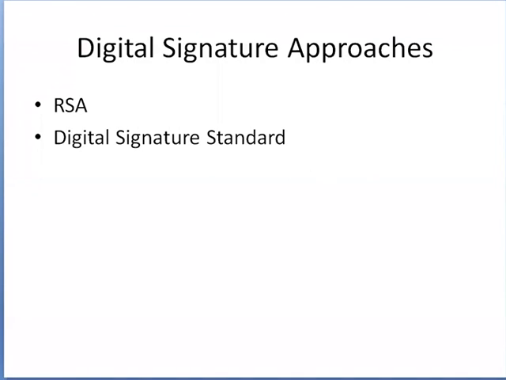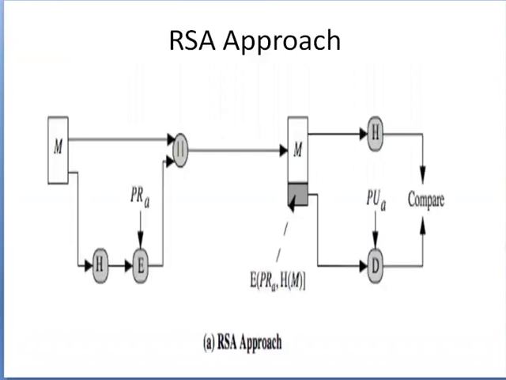Some of this we are repeating. Here we are going to have the digital signature approaches. There are two different approaches which we are going to study. First is the RSA approach, and second is the digital signature standard, which is DSS. These are the different approaches which we are going to study. So how is it implemented? Here are some block diagrams which we are going to take.